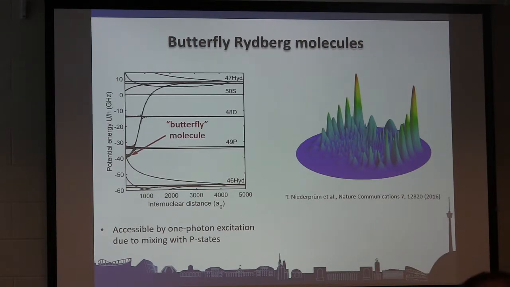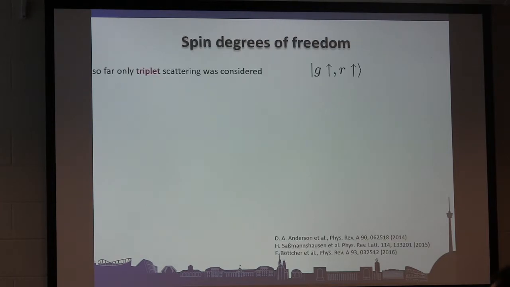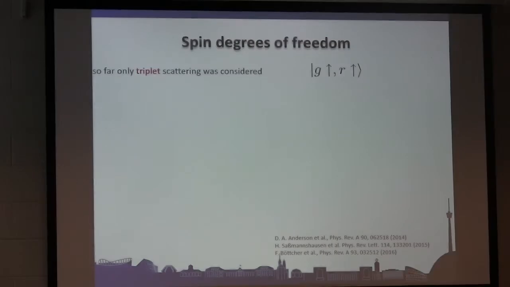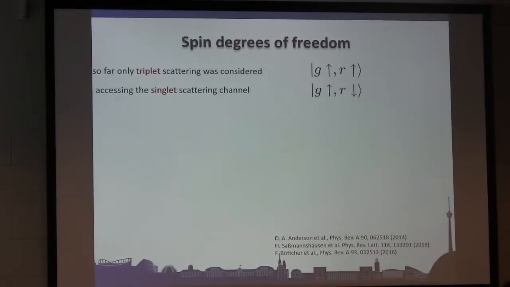In addition to that, what also needs to be taken into account in these potentials is the spin degrees of freedom. Up to now, we only considered triplet scattering. In our experiment, we have a magnetic trap and only a spin-polarized cloud, so we have all atoms in the F equals 2, mF equals 2 state. Then we can excite the Rydberg atom to the also spin up state. But of course, if we change the polarization of the laser, we can also excite it to the spin down state. And then you actually have access to the singlet scattering channel.